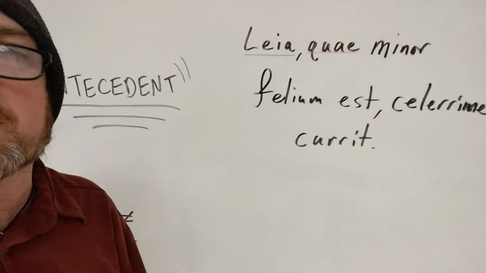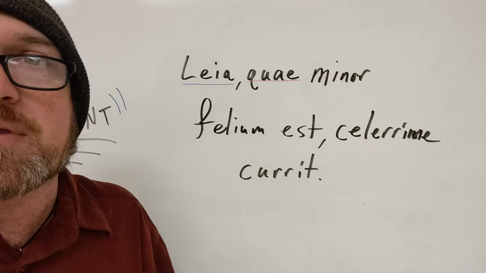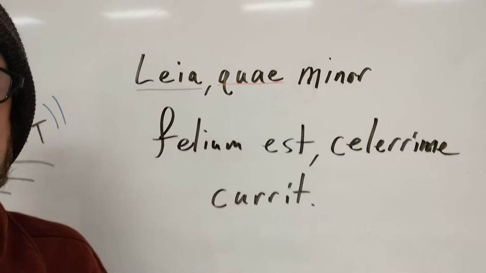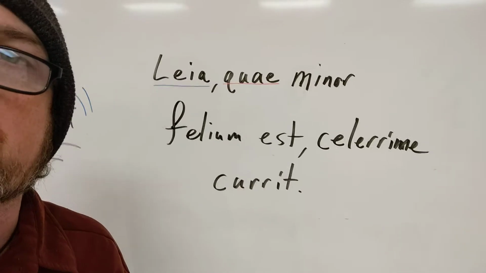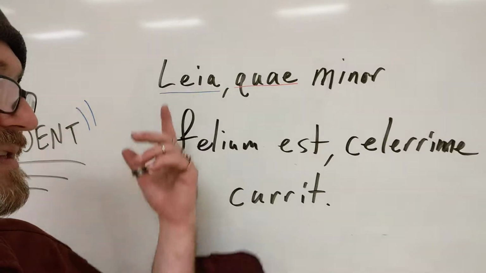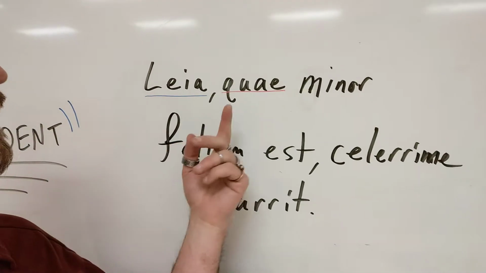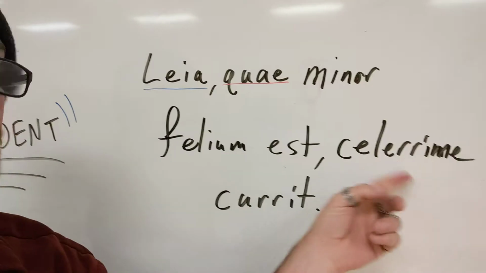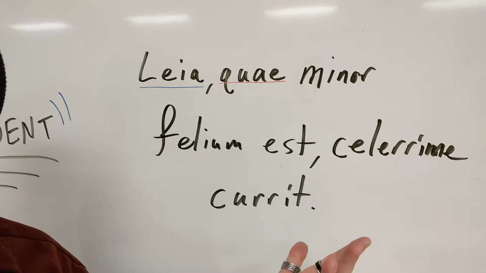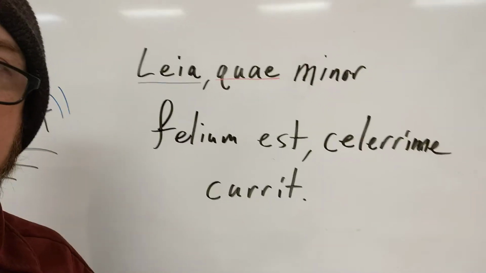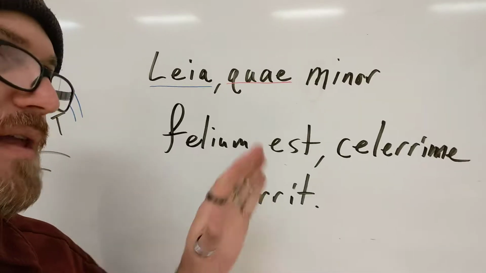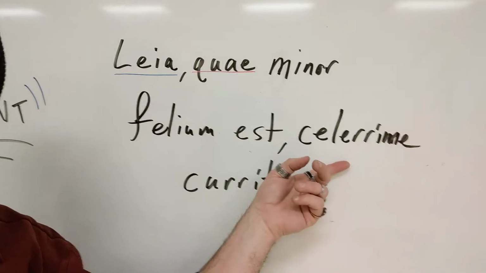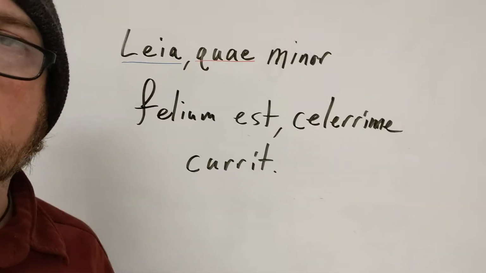And here's a real simple example of a sentence with a relative clause in it. You'll notice I've got the relative pronoun here underlined in red. I've got the antecedent, the thing being described, underlined in blue. And so what this says is Leah, who is the smaller of the cats, runs very fast. So that's what my sentence says. Now, the actual main clause, the actual main idea, is not the relative clause, it's everything else. The main idea is Leah runs very fast. All right? So that's my main idea.